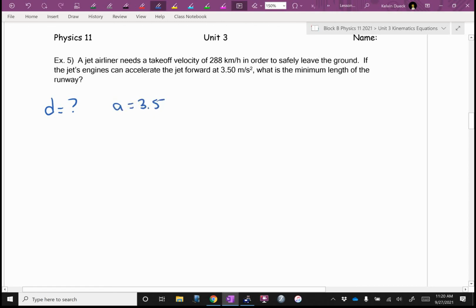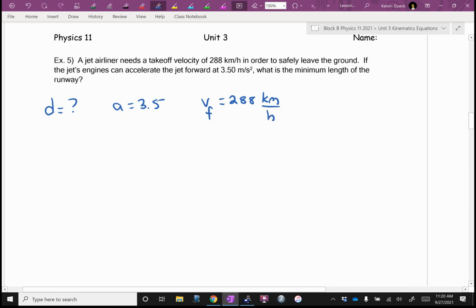What's that 288? Is that the initial velocity of the jet or the final velocity of the jet? I think that's the final. So let's write down VF equals 288, but now there's yucky units, so we'll write the units kilometers per hour.